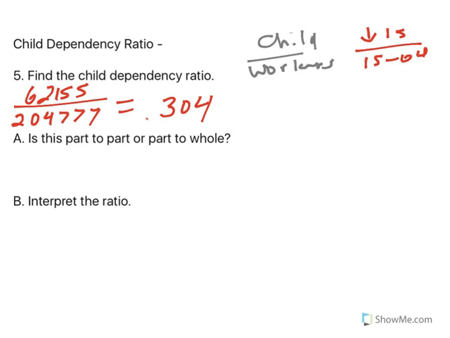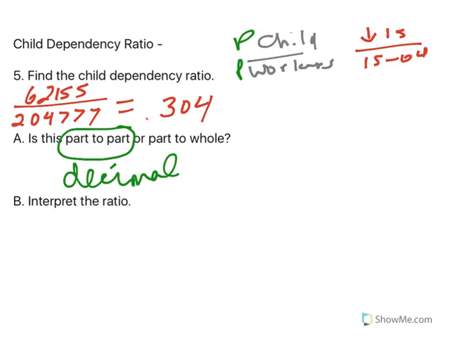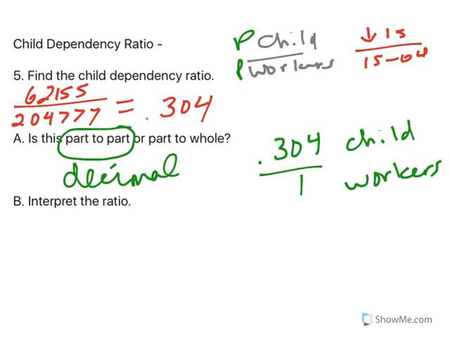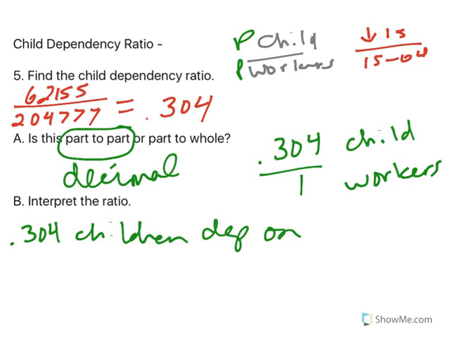Now, is this part to part or part to whole? Because once I answer that question, I can decide if I can write this as a percent. Well, children are part of the population. Workers are also part of the population. This is part to part, so my answer must be written as a decimal. So I will take my 0.304 and put it over 1, because remember, the top is the children, the bottom is the workers. So interpret the ratio: we have 0.304 children dependent on each worker.